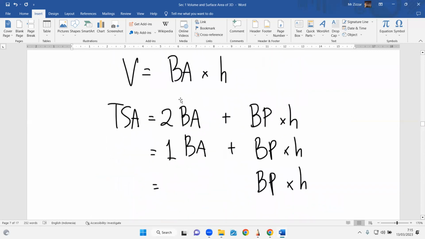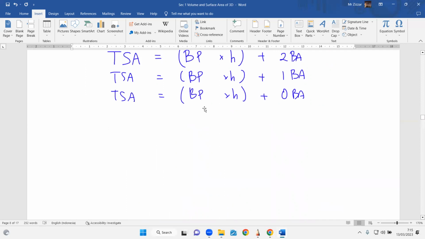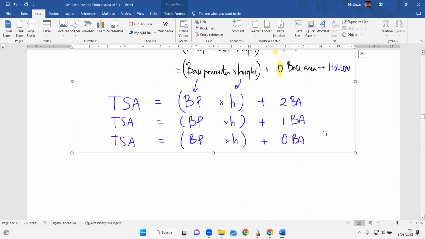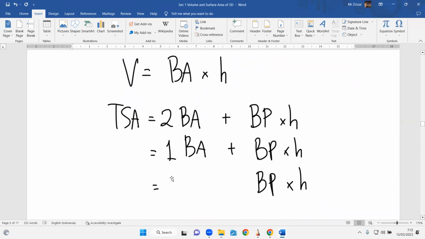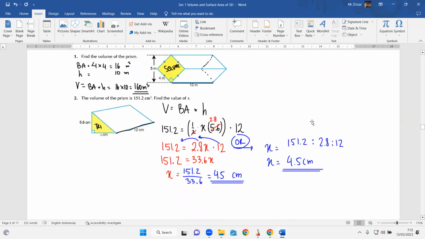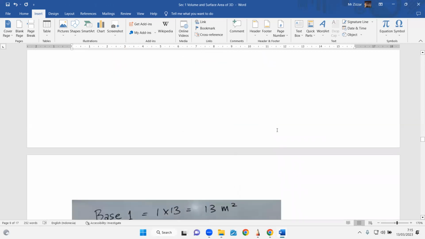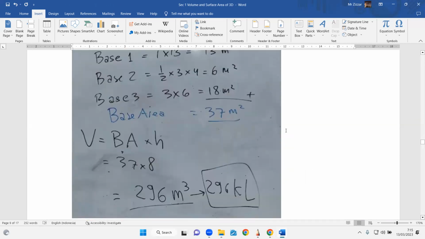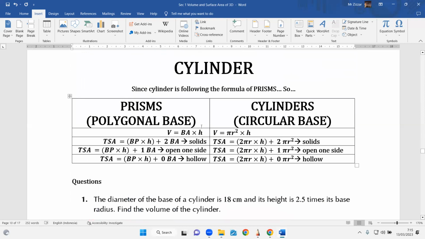Okay, this is the formula. I write one more time, just switching the position. But I think it is better as BP times height plus 2BA. This is 2BA plus BP times height and so on. Depends on your preference.